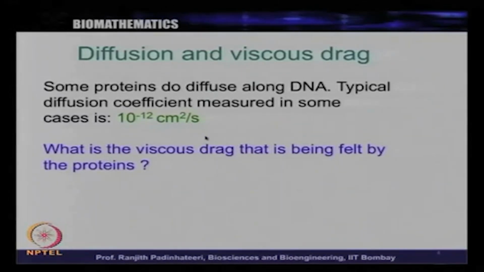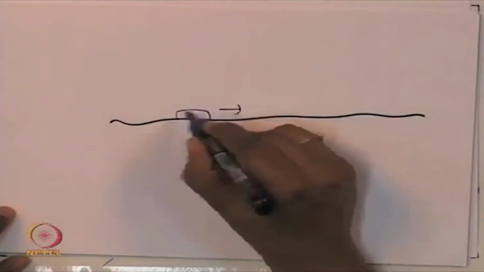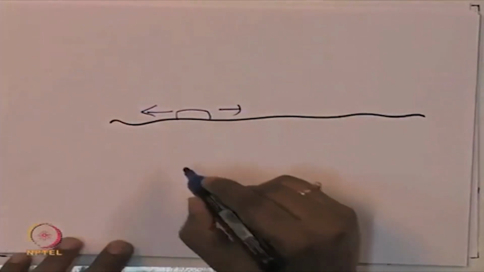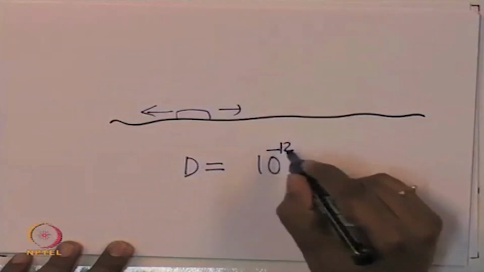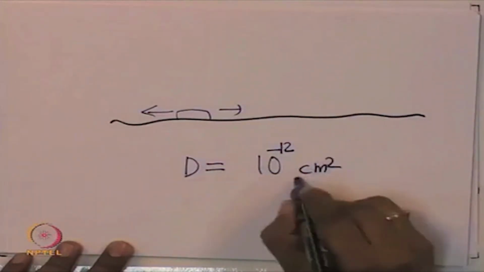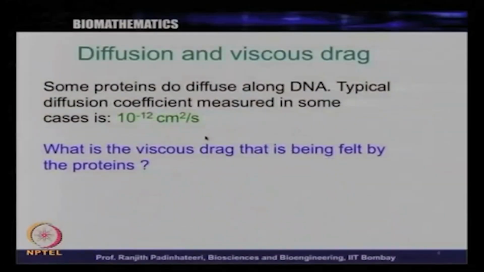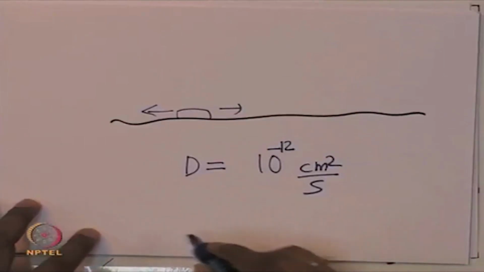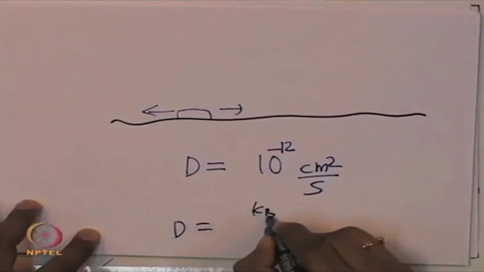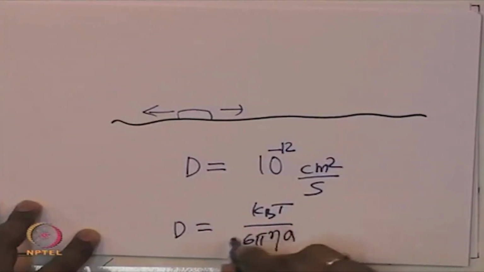So, you have DNA and some protein that is bound on the DNA, and it can diffuse along DNA. The diffusion coefficient, which we learnt, turns out to be approximately 10 power minus 12 centimeter square per second. Now, the question is what is the viscous drag? We have learnt Einstein's famous relation, which said that D is k B T by 6 pi eta a. This part we can call viscous drag.